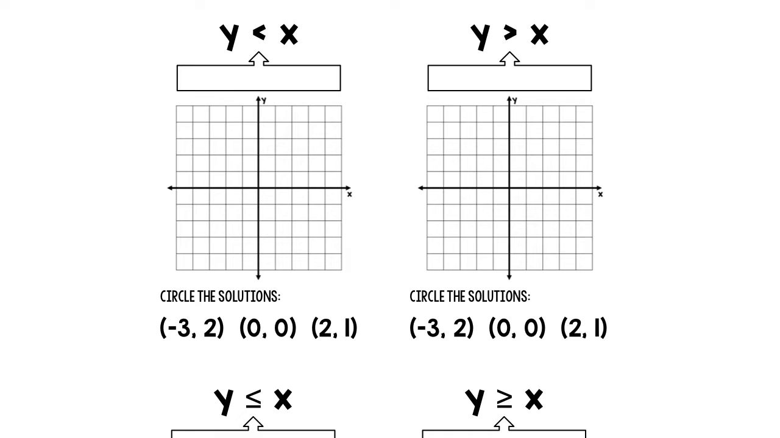We're going to graph y less than x and y greater than x. If we have a less than or a greater than on a number line, it's an open circle. Trust me, that says open circle. So on a coordinate grid where we have two variables, that open circle translates into a dashed line. So both less than and greater than are going to be graphed with a dashed line.